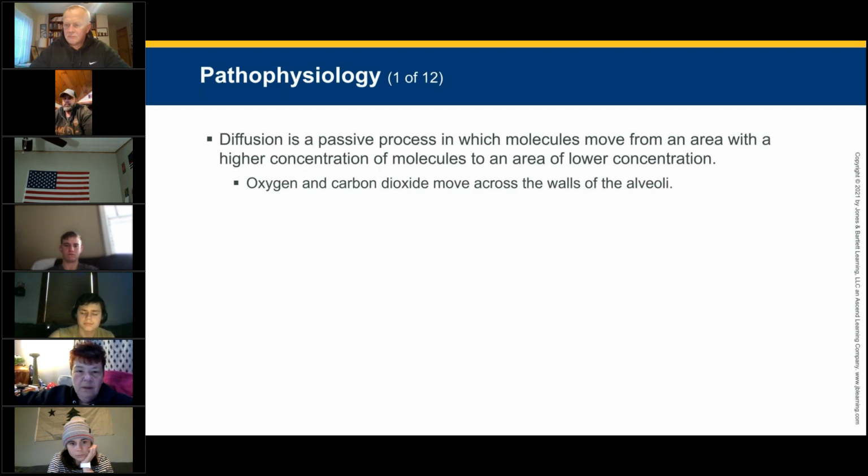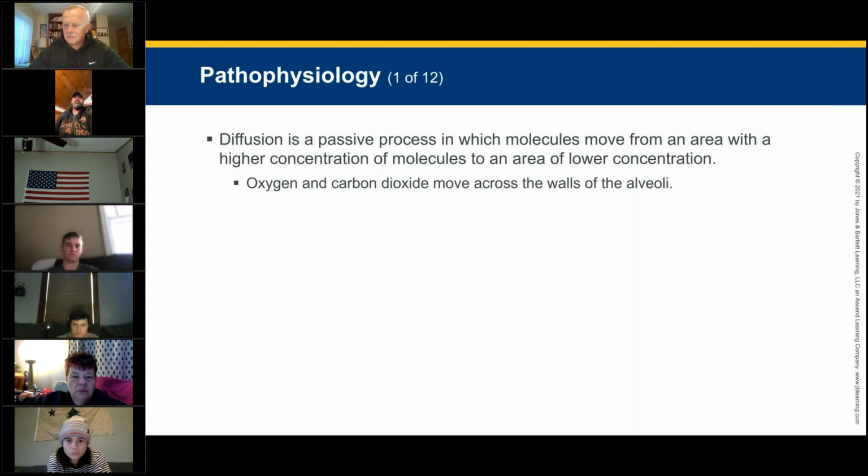So diffusion is a passive process in which molecules move from an area with higher concentration of molecules to an area of lower concentration of molecules. This is how oxygen and carbon dioxide cross the walls of the alveoli. The majority of oxygen is carried to the tissues attached to hemoglobin. Carbon dioxide can be transported in the blood from tissues back to the lungs in three different ways. It can be dissolved in the plasma, it can be combined with water in the form of bicarbonate, or it can be attached to hemoglobin.